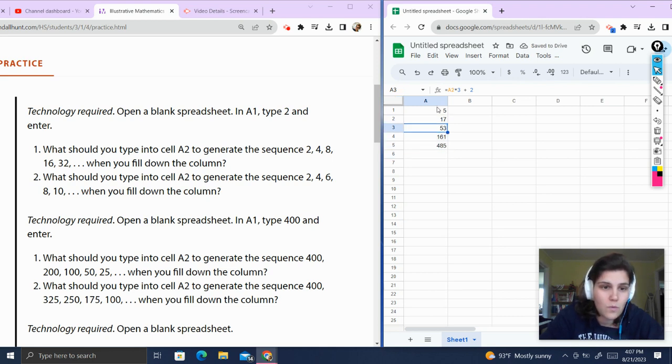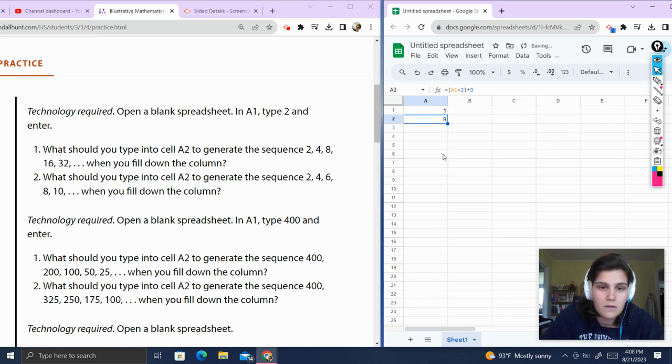If cell A1 is equal to 1, and cell A2 is equal to parentheses A1 plus 2, close parentheses, times 3, what are the first 5 terms of the sequence? There we go. We typed it in. We dragged down. That's our sequence.